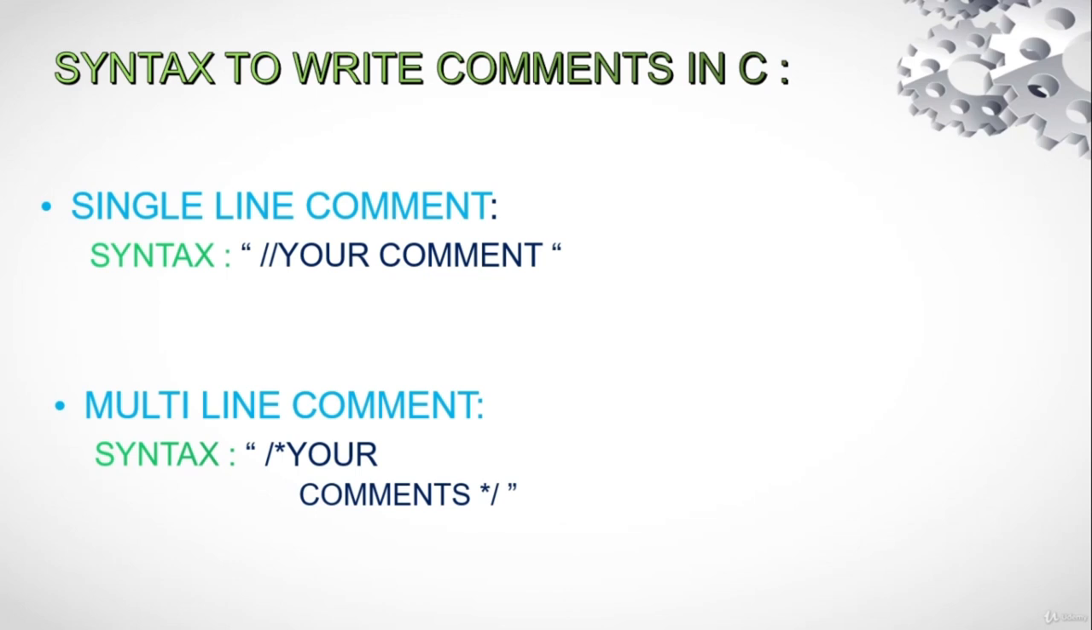So, the syntax to write comments in C: there are two types in C. The first one is a single line comment and the second one is a multi-line comment. How to write a single line comment? The basic syntax is two forward slashes with your comment. It's the main or simple way to write your comment. The second one is multi-line comments, in which you start your comment with a forward slash and an asterisk mark, and end the comment with an asterisk and a forward slash.